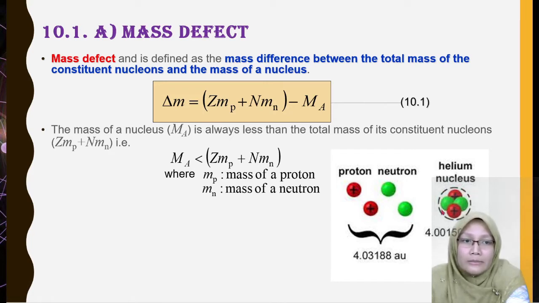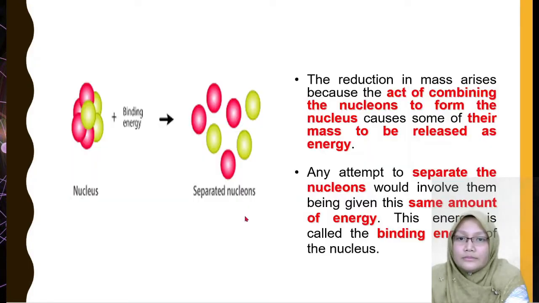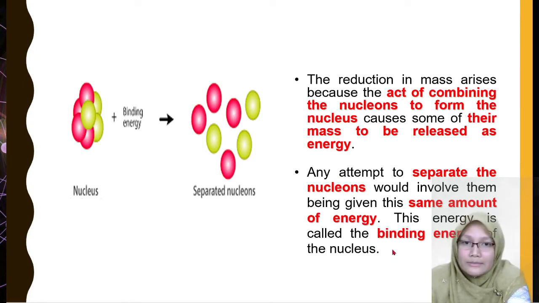For helium, as a single nucleus, you can see its mass is less than the mass of the separate constituent nucleons. Why is it reduced? The reduction in mass arises because the act of combining the nucleons to form the nucleus causes some of their mass to be released as energy. Any attempt to separate the nucleons will involve giving them this same amount of energy. This energy is called the binding energy of the nucleus.